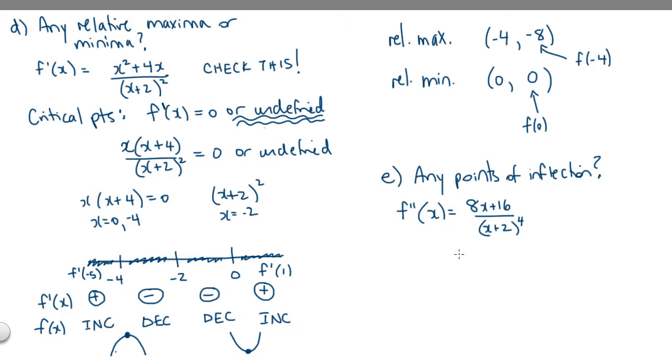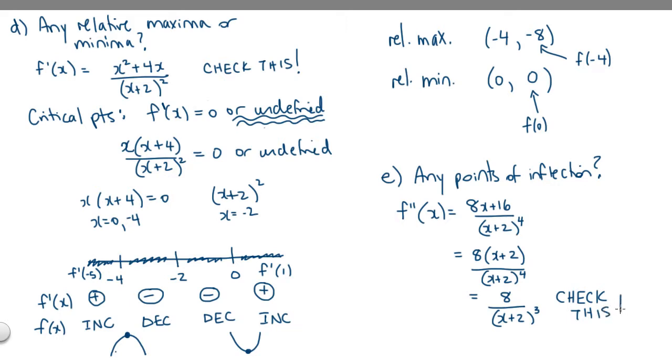Now, if this is the answer that you came up with, there is a little bit more simplifying we can do here. You might notice you could factor an 8 out of the numerator. That would leave you with a factor of x plus 2. And in fact, we can cancel a factor of x plus 2 from the numerator and the denominator. And so our fully simplified answer for f double prime of x would look like 8 over (x plus 2) all cubed. So I'm going to write here, check this.